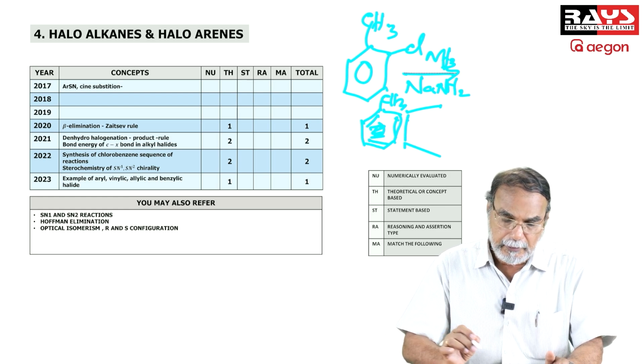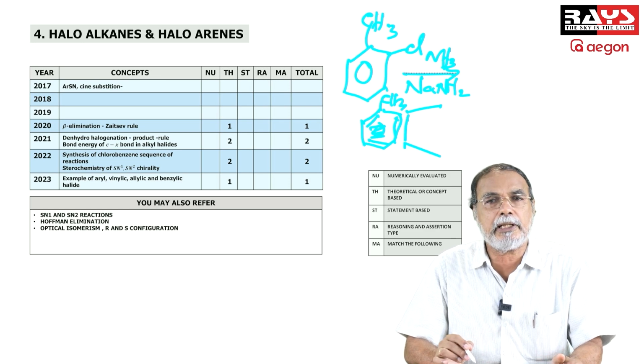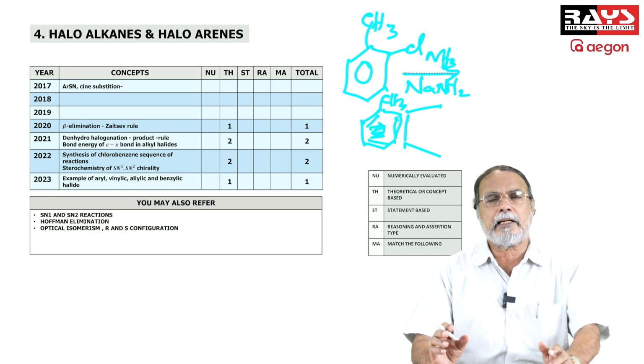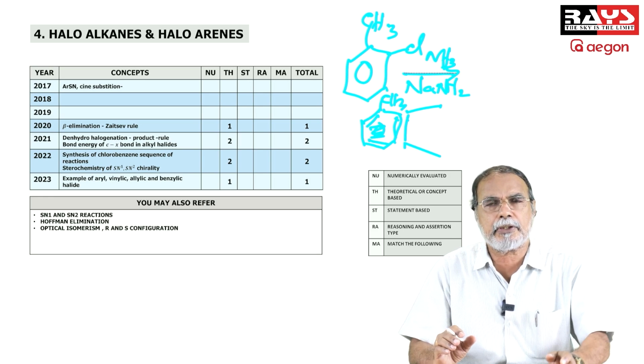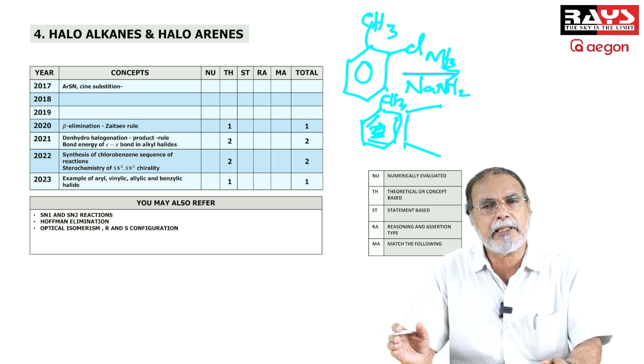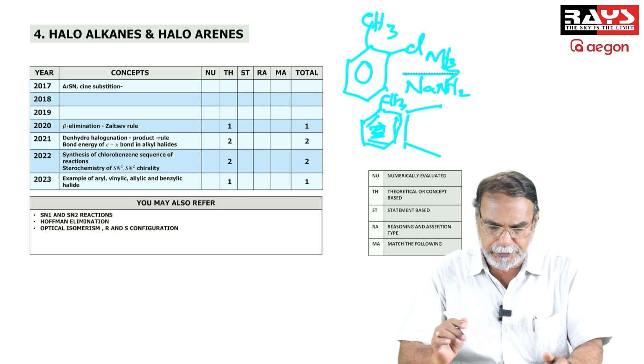Okay, and in 2020, there was a question on beta elimination or 1,2 elimination, a standard question, and there you have the Saytzeff rule: under what conditions the Saytzeff rule is valid. There is another elimination, the Hofmann elimination, and what are the conditions under which the Hofmann elimination dominates. So these things you study relating to elimination reactions.